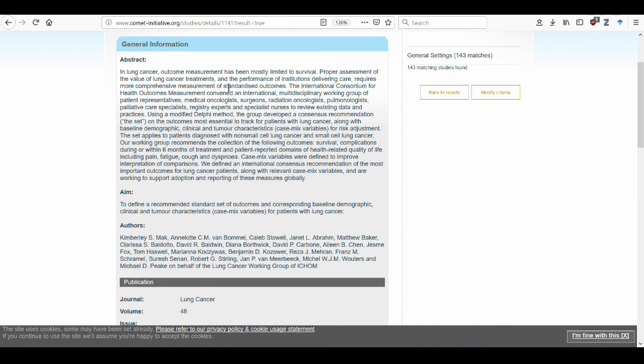And not only the outcomes, but they'll also give you things like case mix variables. So what other demographic, clinical, and tumor characteristics should you measure? Those are the things that help us understand the level of baseline risk that the patients are at. So it's just about getting everybody on the same page when they're doing outcomes, so that when it comes time to chuck everything into a meta-analysis, we can actually do one that gives us useful, valuable answers. All right, so that's it for outcomes.